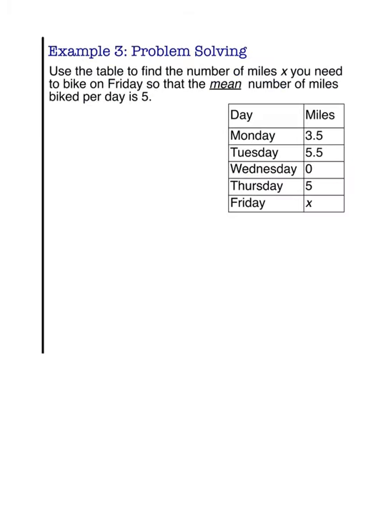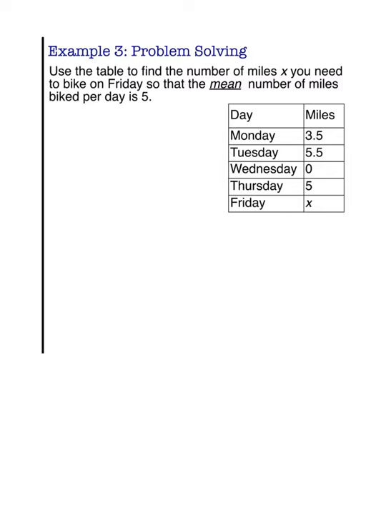Example 3 is problem solving. Use the table to find the number of miles, x, you need to bike on Friday so that the mean number of miles biked per day is 5. Here's a vocab word that's not even part of our vocab. So, think back to like 4th or 5th grade, and what does mean mean?